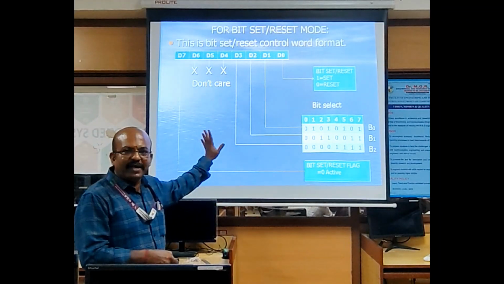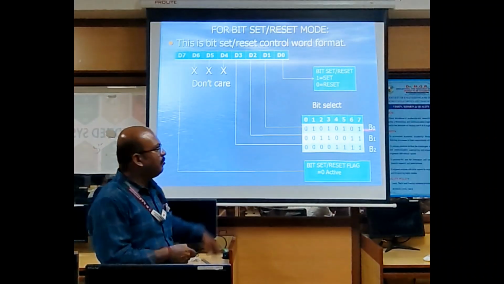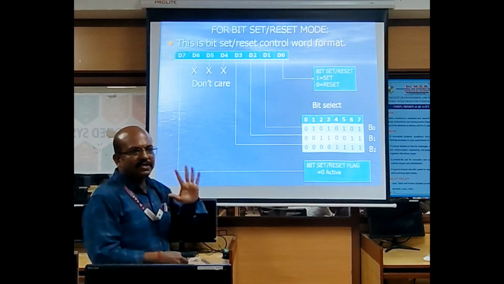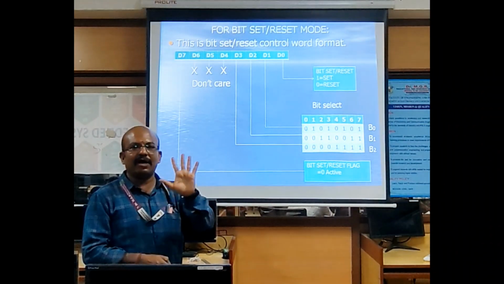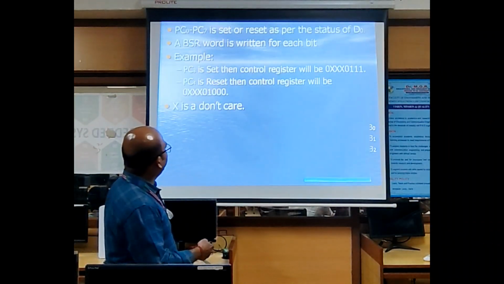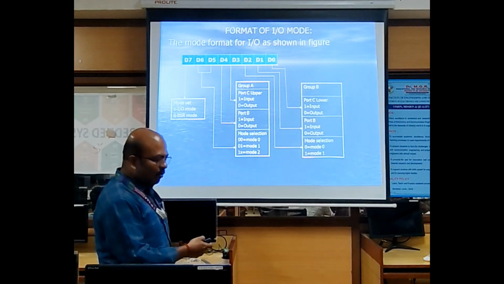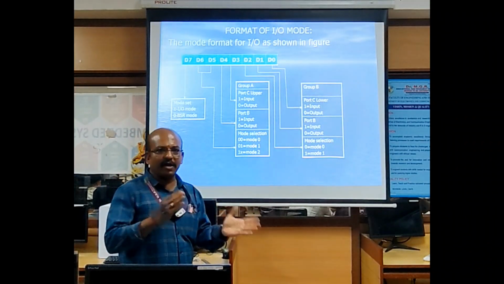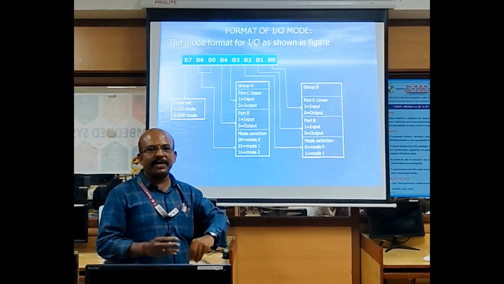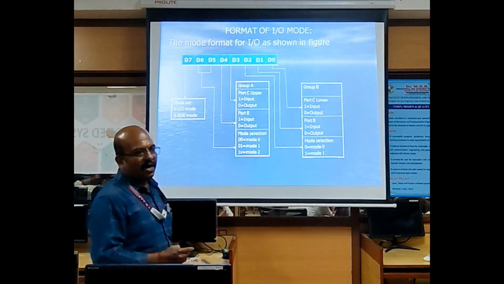And how we can identify whether it acts as BSR mode: this D7 is always 0. Okay. So D7 0 means BSR, 1 means IO, right? So next will be the IO control word. IO control word means we have the 3 ports, whether the port acts as input or output, what mode it will operate in, all will be decided by your IO control word.